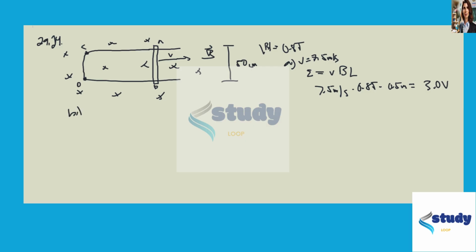Now for part B, it says, in what direction does a current flow in the rod? We know that B is into the page, and as it moves to the right, A gets bigger, right? The area, because this is our loop right here. The A is getting bigger, the B is constant. So that means our flux is into the page and it's increasing. So using Lenz's law, the induced B must be out of the page.